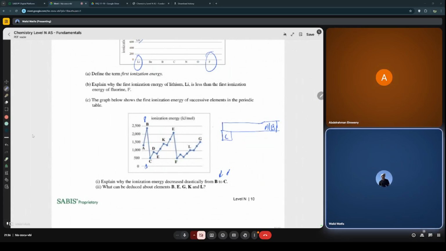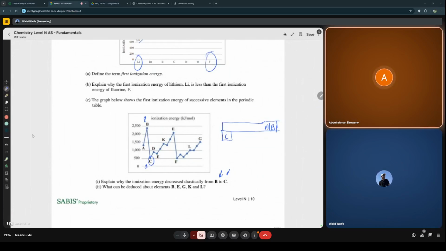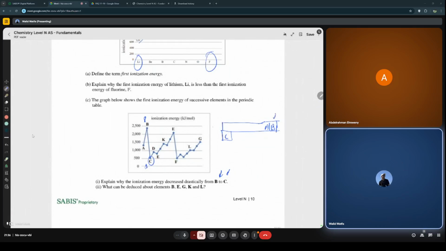Anyways, explain why the IE decreased drastically from B to C. So B and C belong to different periods. Therefore, C has a greater what? What happens as you go to a new period? What increases? Uncle Jank. No, I'm saying from here to here. For example, if this is n equals to, what's this going to be?